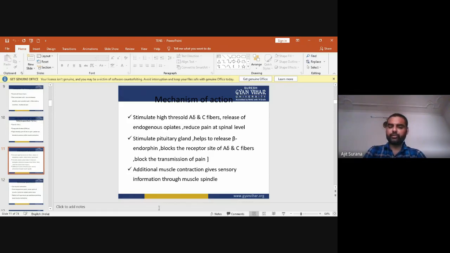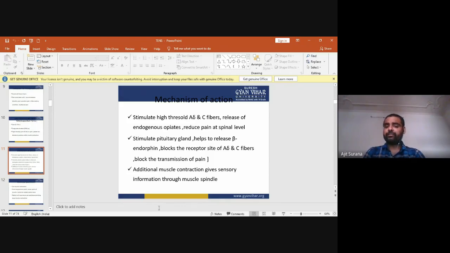Next, they stimulate the pituitary gland, which helps to release beta endorphin. They block the receptor sites of A delta and C fibers and block the transmission of pain.